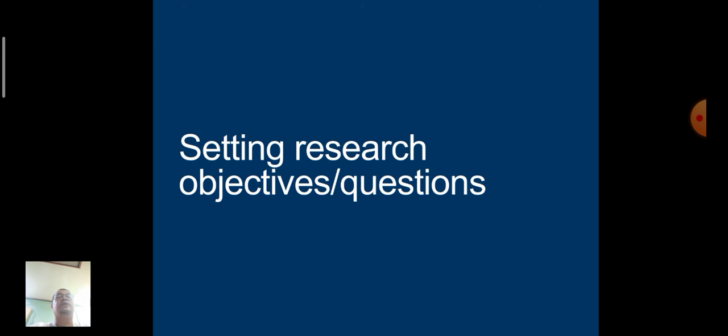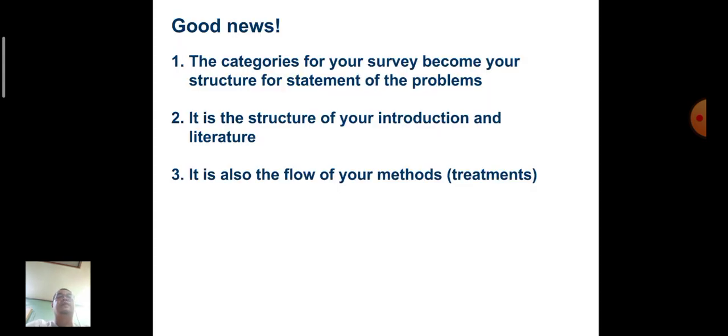Remember when we gave you an example like, how do students cope, or what are the coping mechanisms of students in terms of their mental health during pandemic. So you can set research objectives and formulate research questions under that one mother research question based on the identified research problem. Okay, what's the good news? The categories for your survey now become your structure for statement of the problem. I'll give you an example in a while.